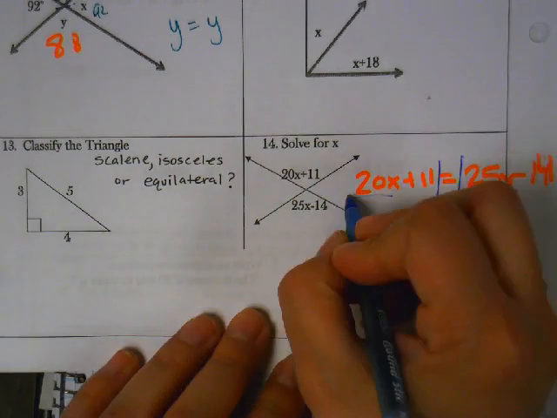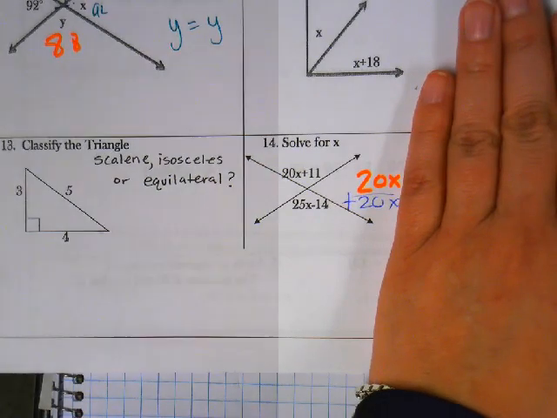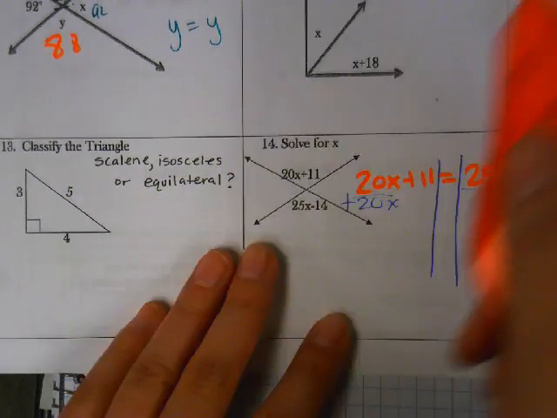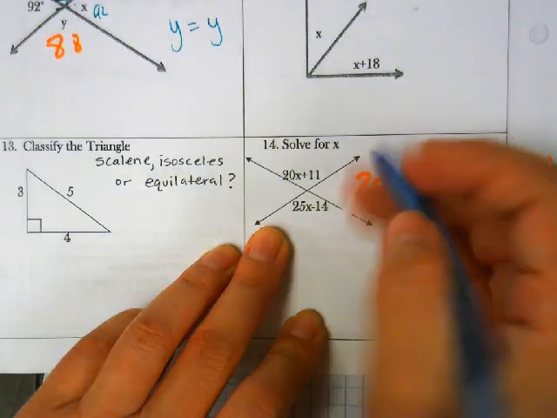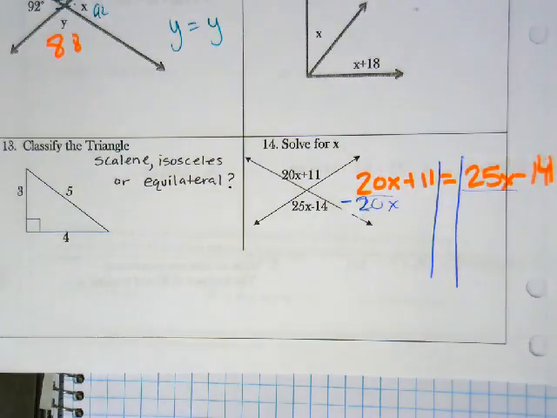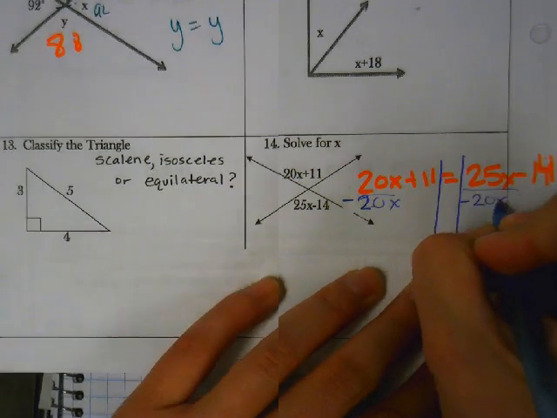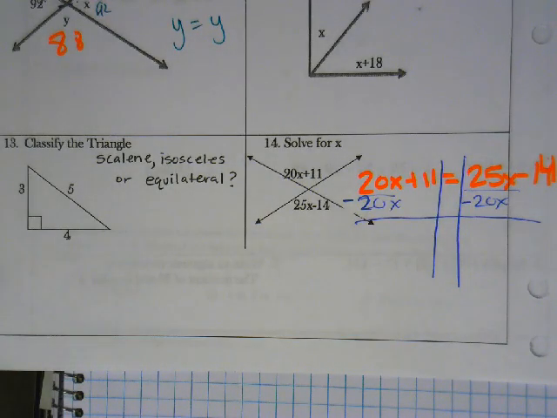Okay, so if I do plus 20x here, does this give me 0? No. What's the goal? To make it 0. So what do I have to do? Subtract 20x from both sides. When you're doing this math, don't just go like a robot and do it. Think about it: wait, I just did 20x plus 20x, but I want 0.